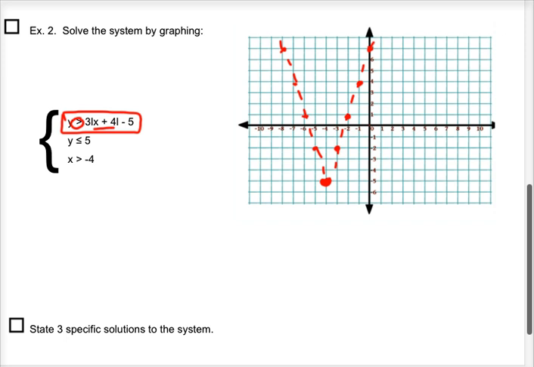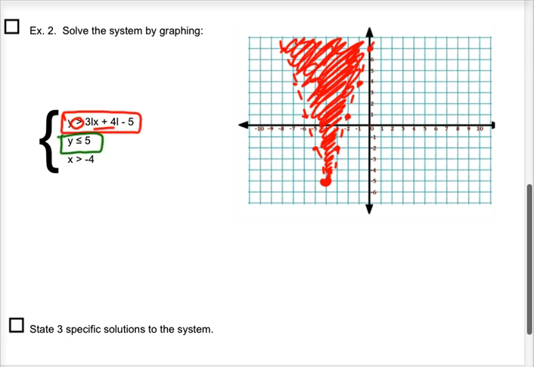So I start at the vertex and I think, where's above my vertex? Well, everything inside here is above that vertex. So I get everything in there shaded. So there's my inequality for the absolute value.